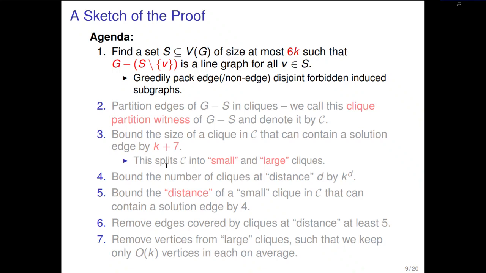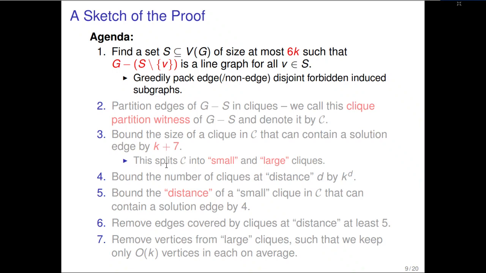Right, and since the largest induced subgraph has size 6, we can enumerate all the subsets of size 6 and find all the forbidden induced subgraphs. We can greedily pick a maximal packing of these, and put all the vertices in these induced subgraphs into S. We couldn't find more than k disjoint forbidden induced subgraphs, because from each we need to remove at least one edge.